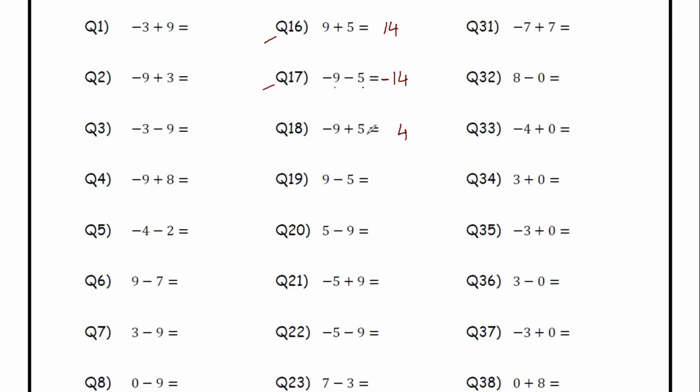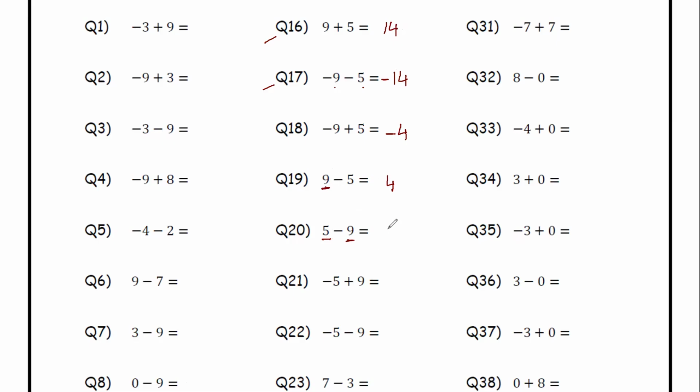9 and 5. Just take the absolute value difference. Consider them as numbers 9 and 5. What will be the difference? 4. And we'll take the sign of the bigger number. Again, positive 9, negative 5. We'll take the difference 4 and we'll take the sign of the bigger number. Bigger number has a positive sign, so it'll be positive.